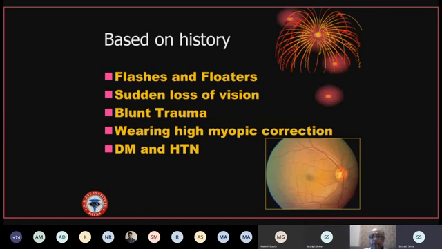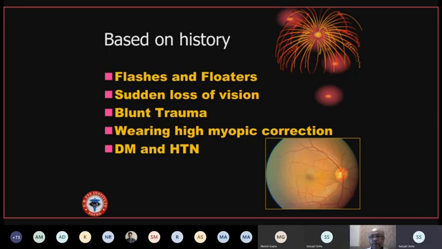And snowball opacities, you can see them like, as the name suggests, small balls of opacity in the inferior vitreous, and once you see it, you will not miss it. Anything more, sir, you want to add to this? No, absolutely fine. We'll go to the talk.